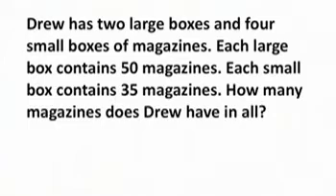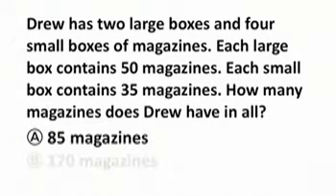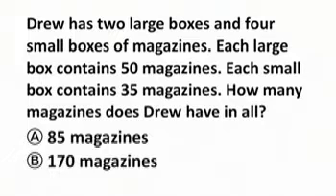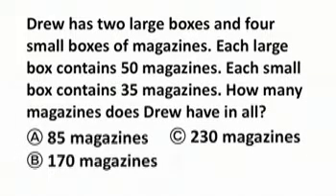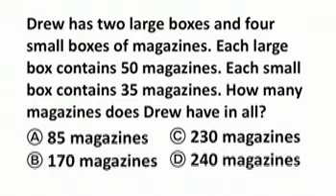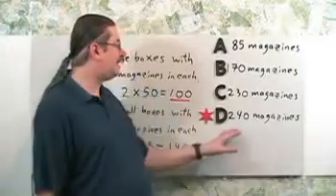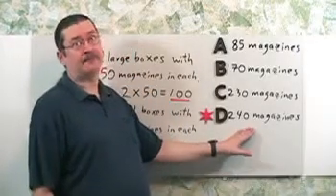Drew has 2 large boxes and 4 small boxes of magazines. Each large box contains 50 magazines. Each small box contains 35 magazines. How many magazines does Drew have in all? Our answer is going to be D, 240 magazines.